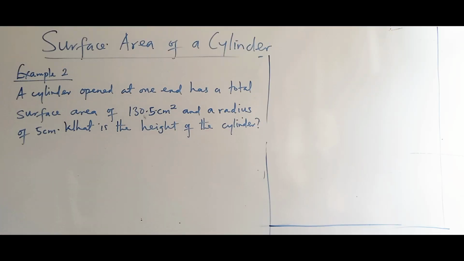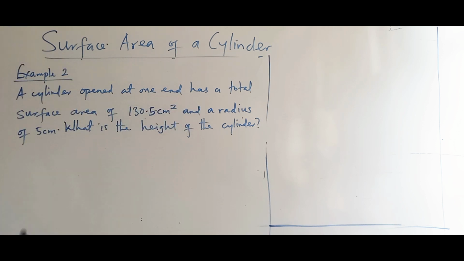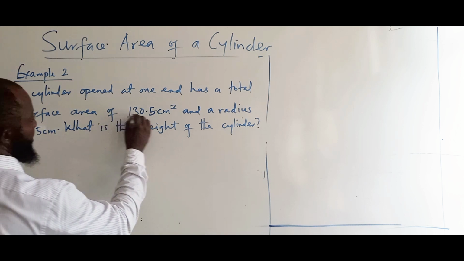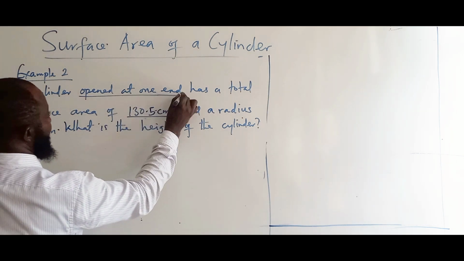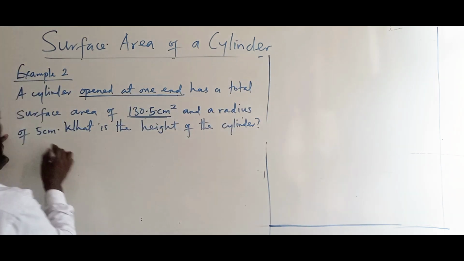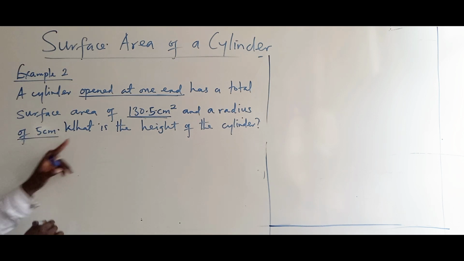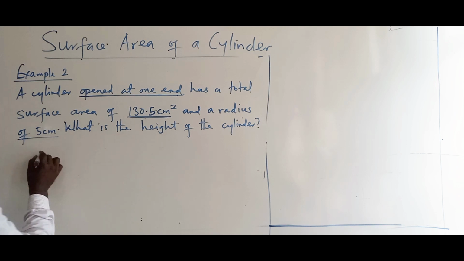So this is example 2, which is quite different from the first example. Here we have a cylinder open at one end, with a total surface area of this and a radius of 5 centimeters. What is the height of the cylinder? So this is what you're going to do. The solution.